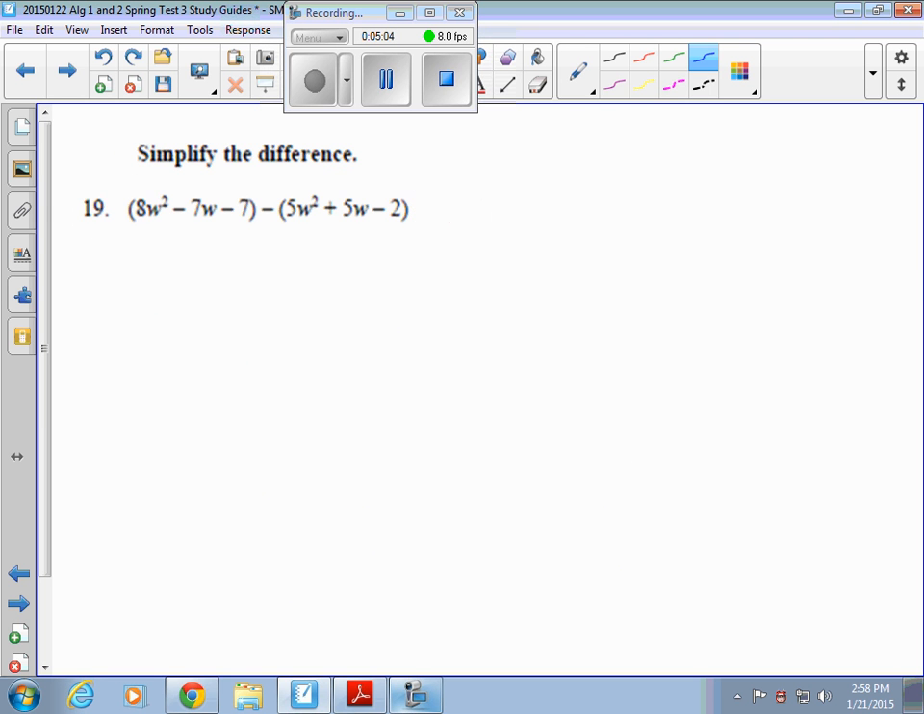Number 19, simplify the difference. Much easier problem. You can only add and subtract things that have the exact same exponent raised to the exact same power. 8w squared minus 5w squared. 8 minus 5 is 3w squared.